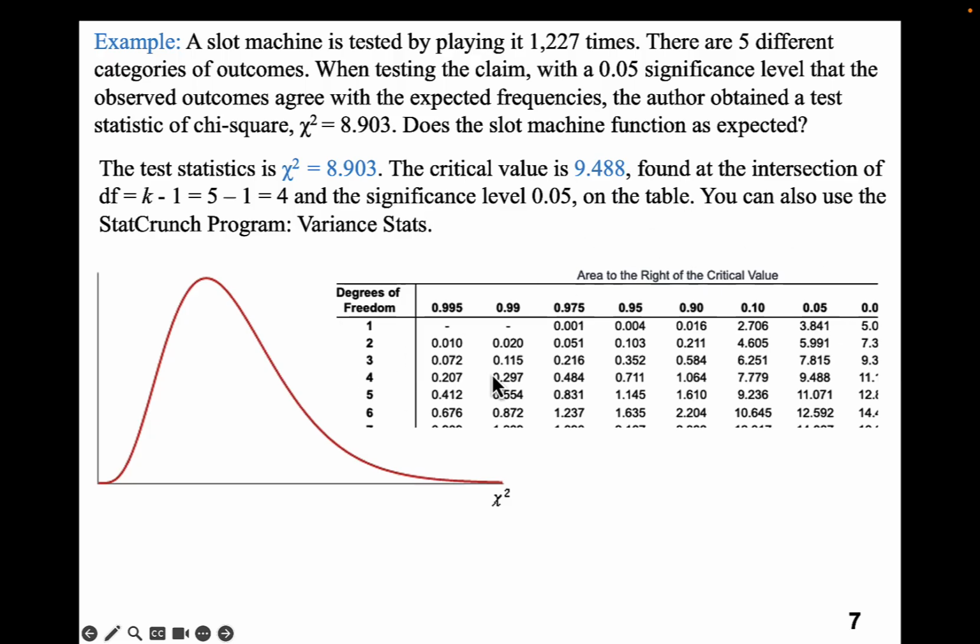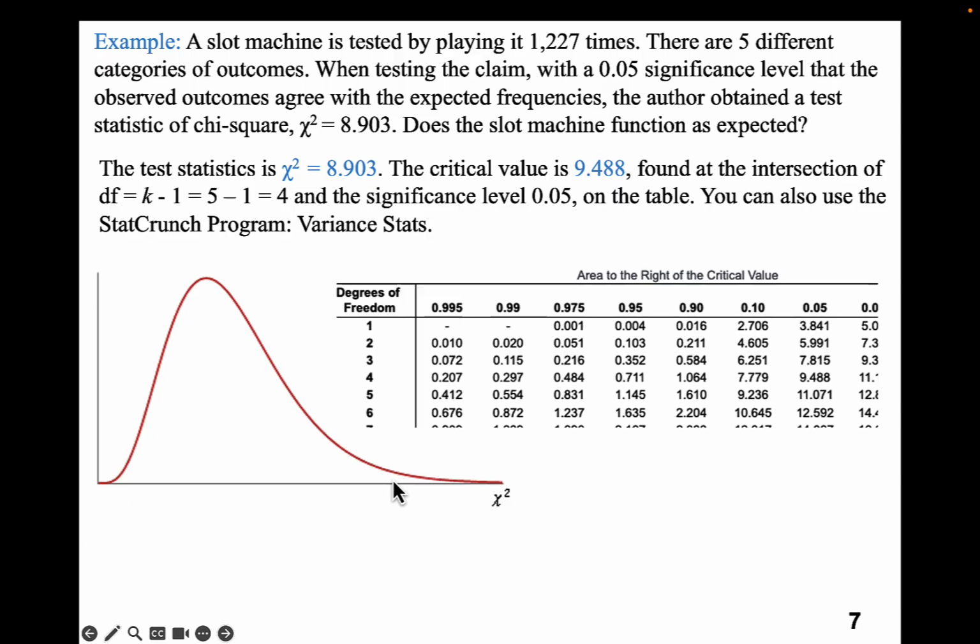Had it been on the table here, degree of freedom was 5 categories minus 1, so 4. And then significance level alpha was headed this way, this way, this way, right there. There's that 9.488. It's just a little snapshot of the table that'll be available for you if you need it. Or, of course, like I said, you can use variance stats.